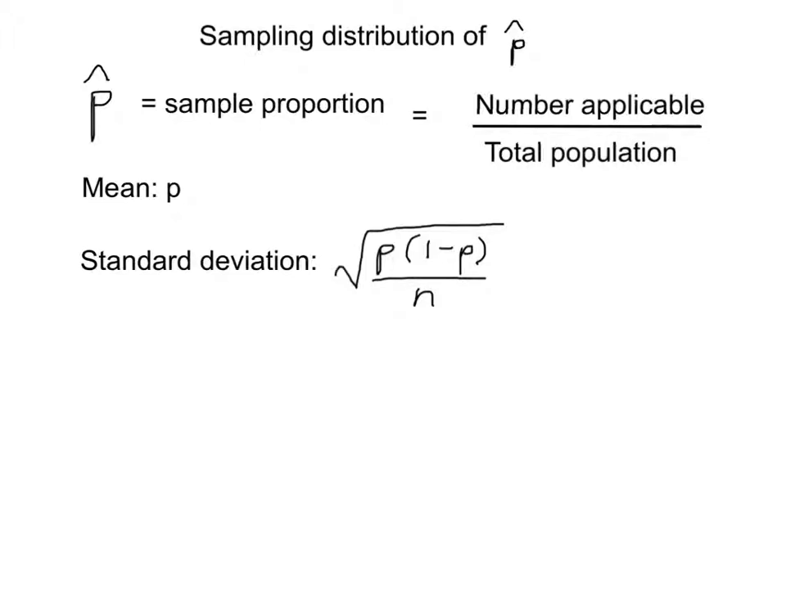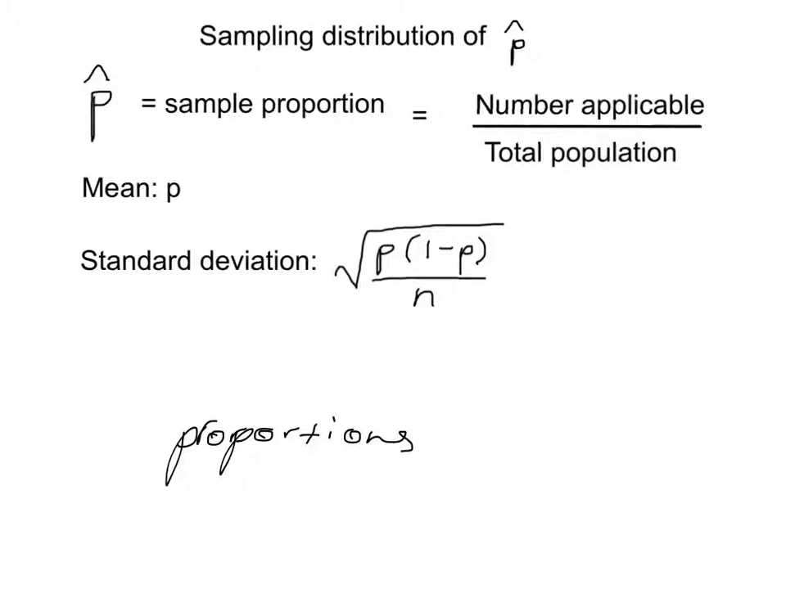When we're doing a sampling distribution of a proportion, we'll call it p-hat. Whenever you have p-hat, we're doing proportions. So p-hat equals the sample proportion, which is basically the number of applicable individuals over the total. If we're trying to figure out the proportion of people who buy Crest toothpaste, then we'll do the number of people who buy that over the total population. And then our mean is just p.